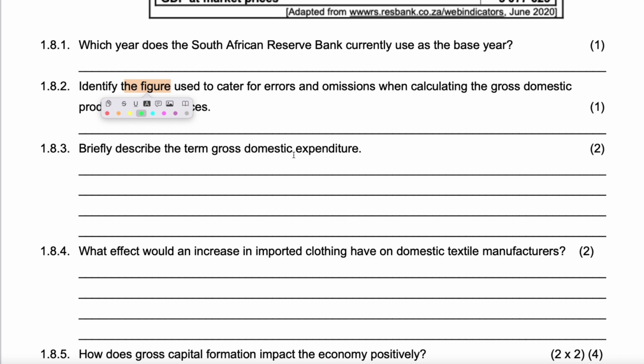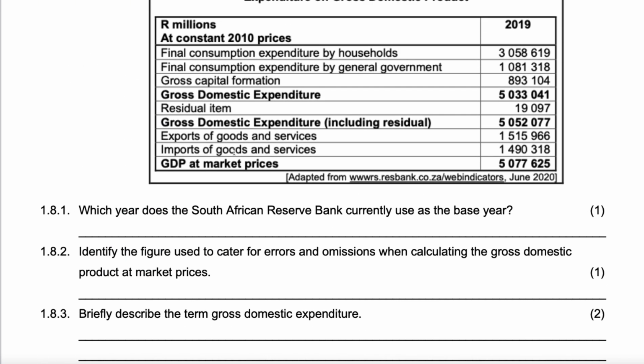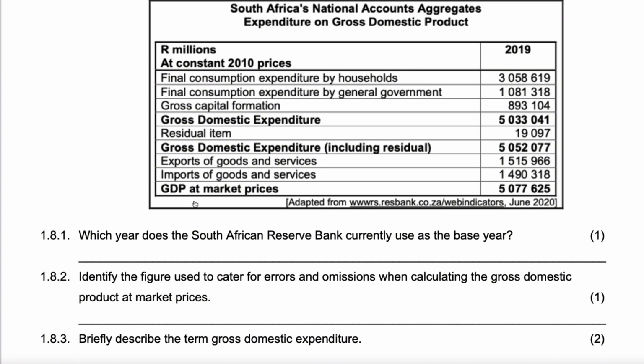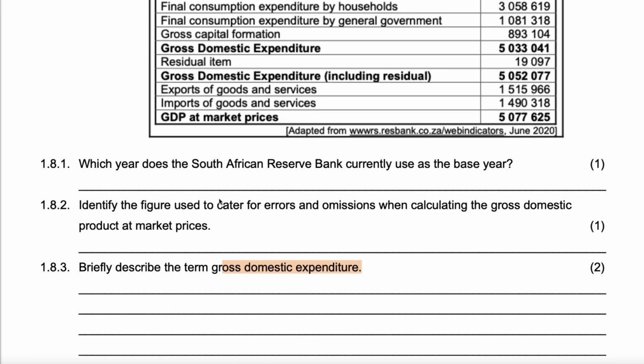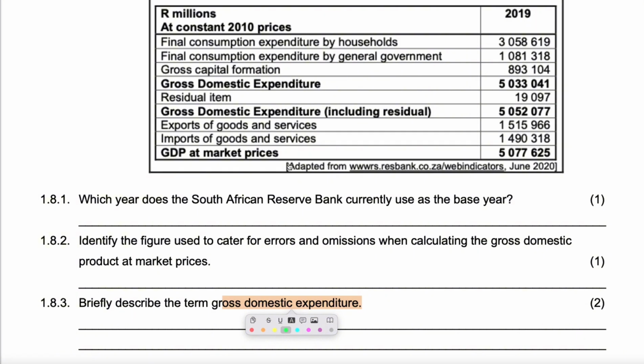Be careful. Briefly describe the term gross domestic expenditure. Well, the key is this part here, domestic. So it is expenditure within the borders of a country. So anything along those lines, expenditure or spending that happens within the borders of a country over a specific period of time. So that gross domestic expenditure would be either at basic or at market prices. So it'll be this figure here, gross domestic expenditure.